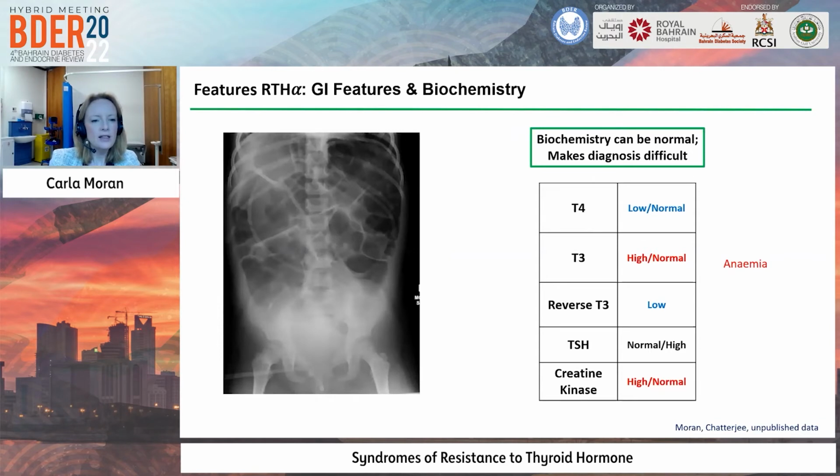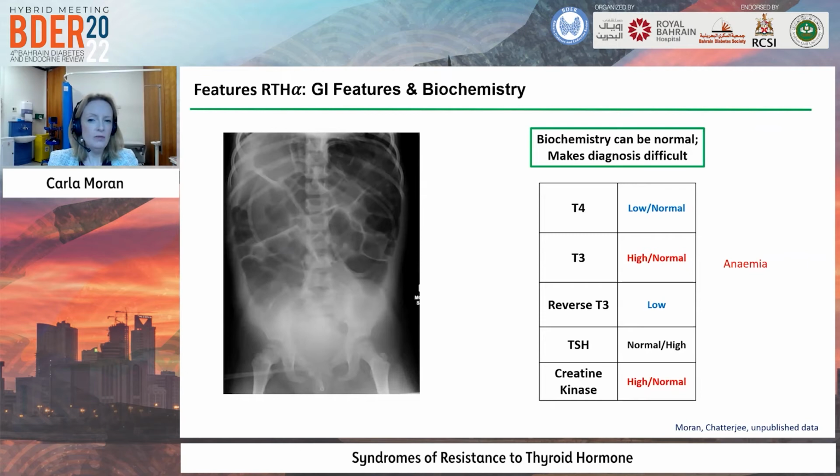I mentioned that the first patient described had very severe constipation, and in fact surgery was being considered prior to a diagnosis of RTH alpha. And you can see very clearly here in the plain film of her abdomen that she had very dilated bowel loops. She was only passing a bowel motion every 2 weeks, so it was very uncomfortable for her.